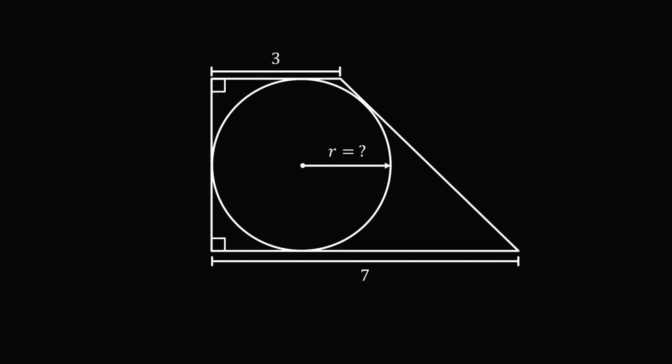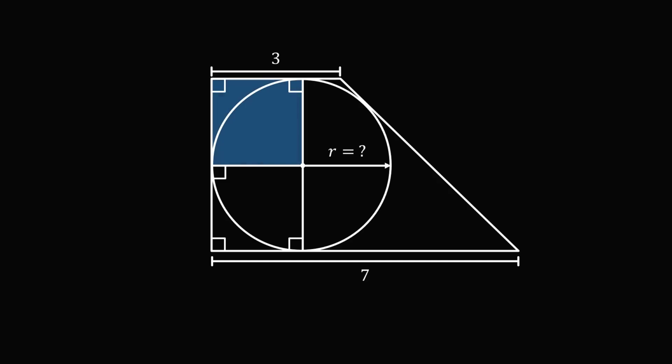To get started, let's construct some radii. Construct a radius to the height of this trapezoid. We have a point of tangency, so we have a right angle here. Construct a radius to the top side of the trapezoid to its point of tangency, so we have a right angle here. And construct a radius to the bottom side's point of tangency, so we have a right angle here.